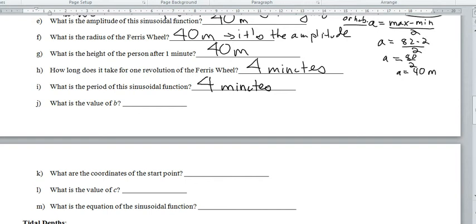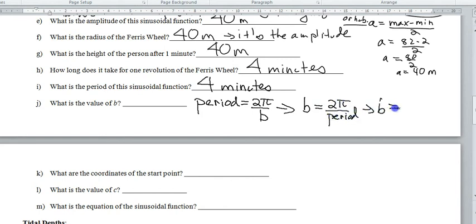So a lot of what we're doing is relating the physical characteristics of whatever we're examining to the equation, right? Trying to figure out, what does D represent in this context? What does A represent in this context? What is B? So we have a formula, right? Our formula is period is equal to 2 pi over b. If we rearrange that, we will get b is equal to 2 pi over the period, which gives us b is equal to 2 pi over 4, which is pi over 2.